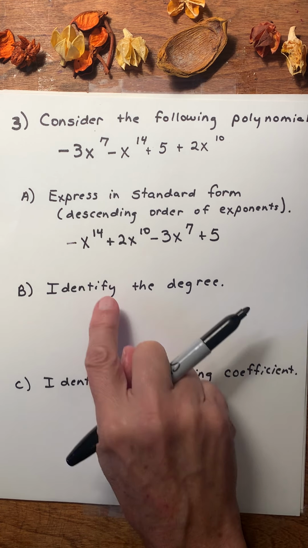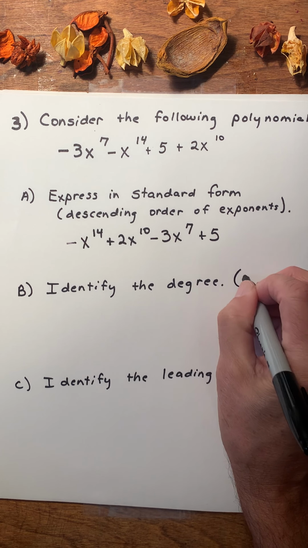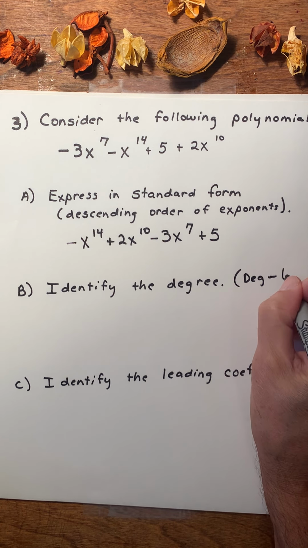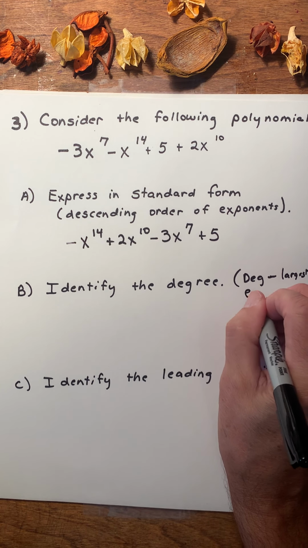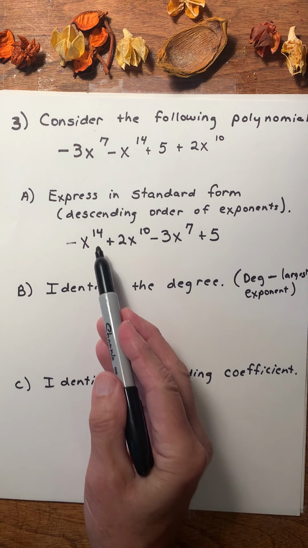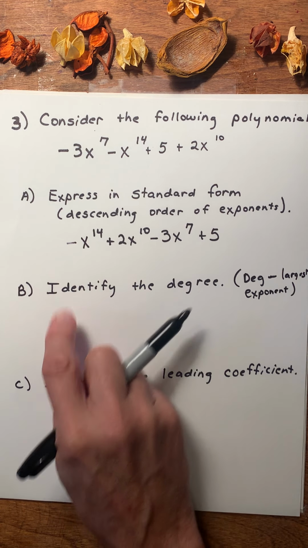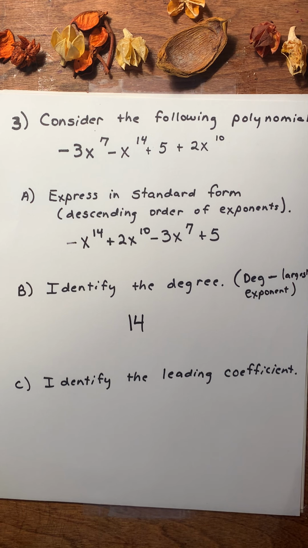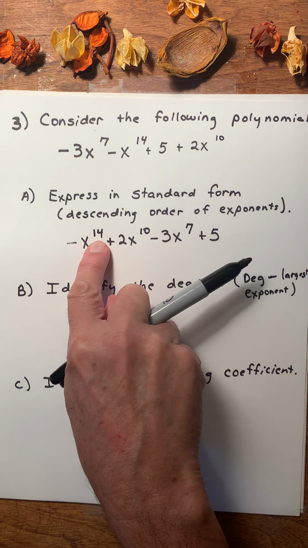Identify the degree. Well, it is impossible to identify the degree unless I know what a degree is. Degree is the largest exponent. Well, that's pretty easy. The largest exponent is 14. Don't put negative x to the 14th. Don't put x to the 14th. Just put 14. The degree is the largest exponent. The largest exponent is 14.